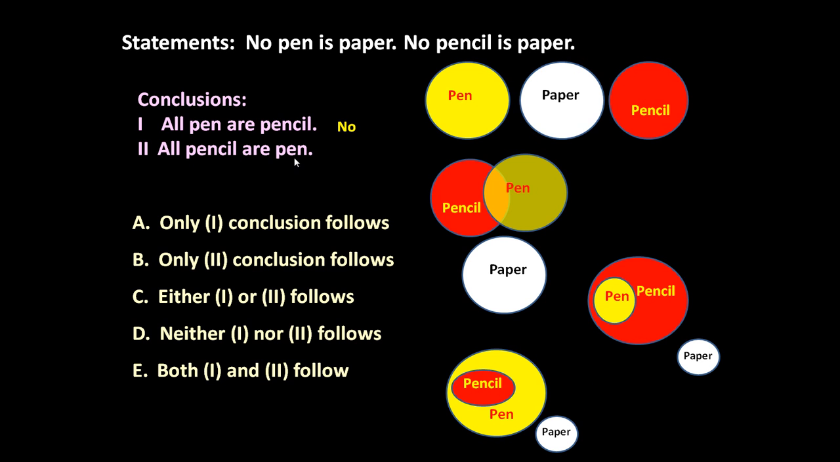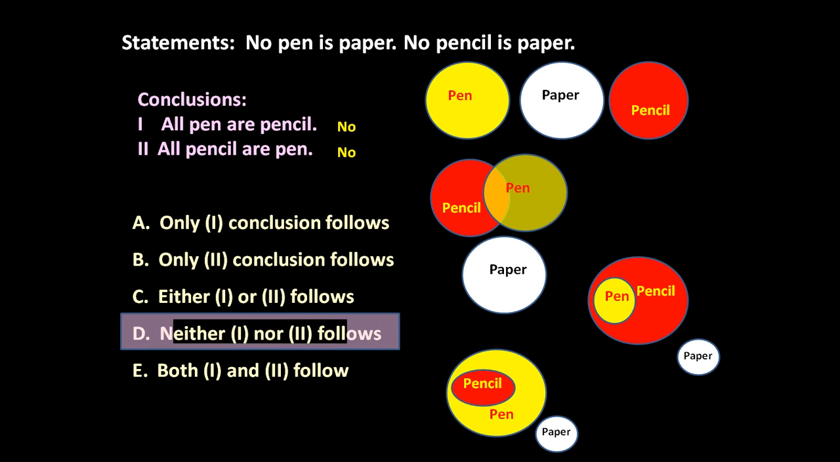All pencil are pen. Here all pencil are not pen, but here all pencil are pen. So again it doesn't follow. So neither one nor two follows. Answer D is the correct option.